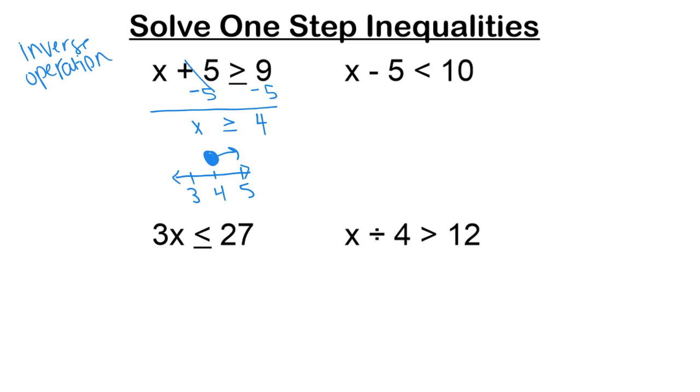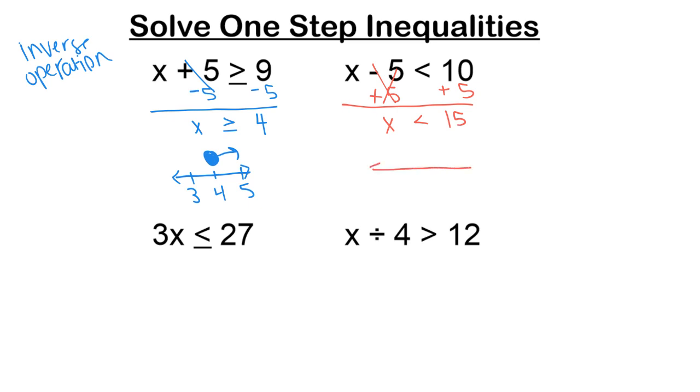The next example we have is x minus 5 is less than 10. Again, we're going to show the opposite of what's happening to x. So the opposite of minus 5 would be a plus 5, or a positive 5. So I'm going to add 5 to both sides of the inequality. Minus 5 plus 5 cancels out, so all that's left is x. I keep my less than symbol, and then 10 plus 5 is 15.